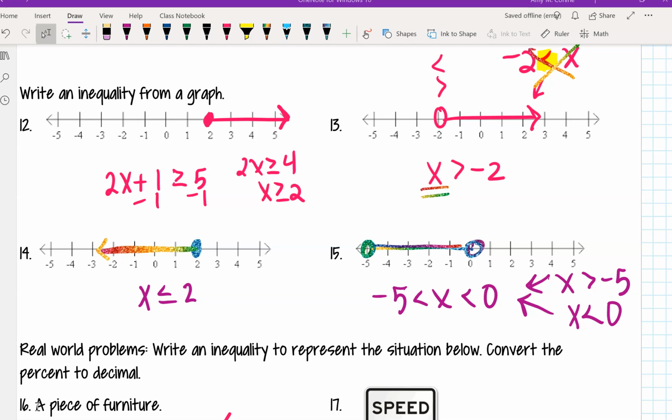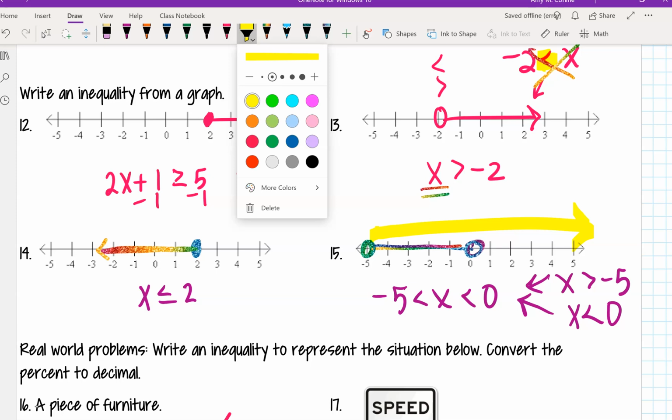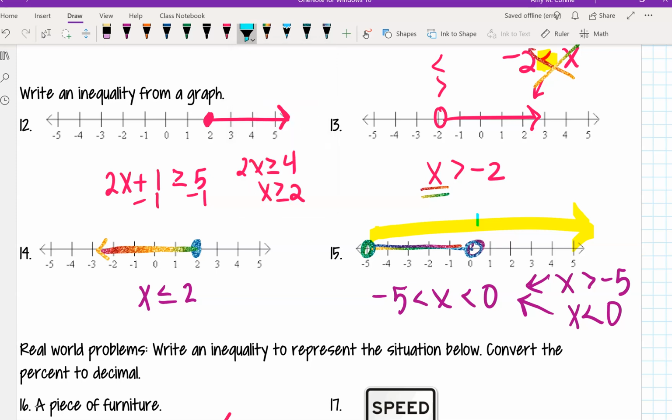All right, so for 14, you should have x is less than or equal to 2. And then 15 was a little challenging. I put open dots on -5 and 0. So if you were thinking about how to graph this, you know that this left side goes to the right and it goes on forever and ever. And if you remember from last year, you also have this from 0 going on forever and ever. And then where they overlap is their solution set, which is what we have here.